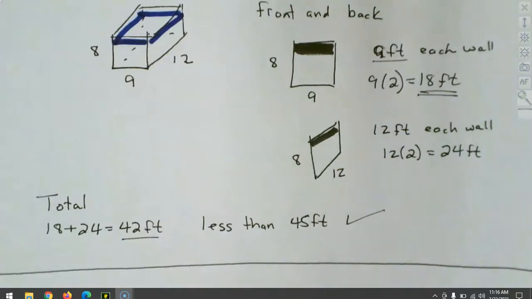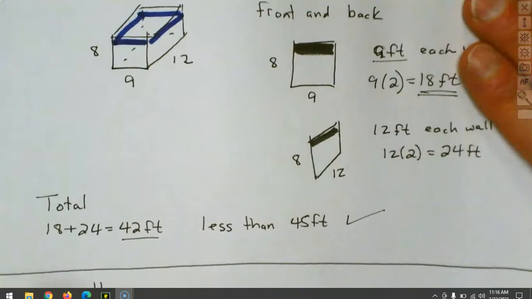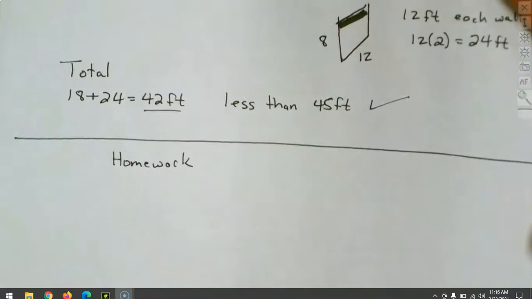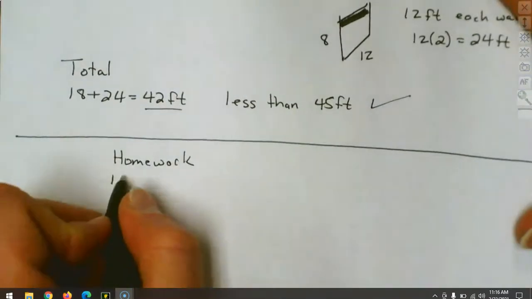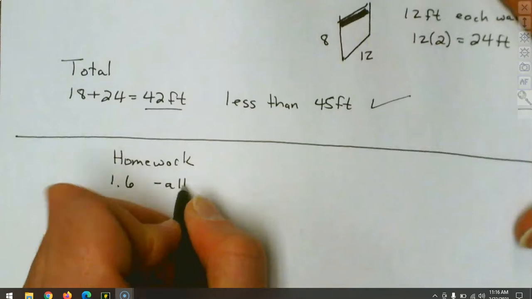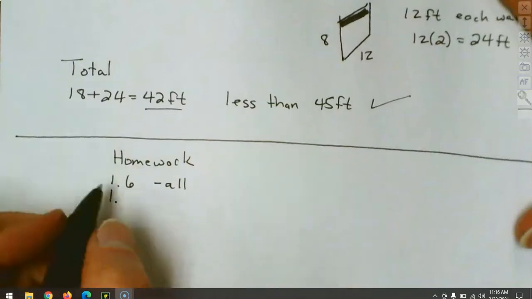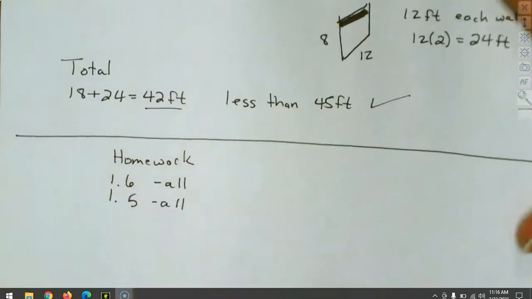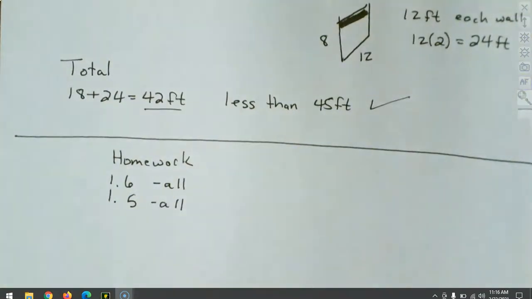So what's going to be our homework? Well, our homework you should be able to do now. 1.6 you should be able to do them all. And 1.5 you should be able to do them all. So 1.5 and 1.6 you should be able to complete them all. If you haven't finished 1.4, go watch the videos and finish up 1.4. So that's going to be your homework.